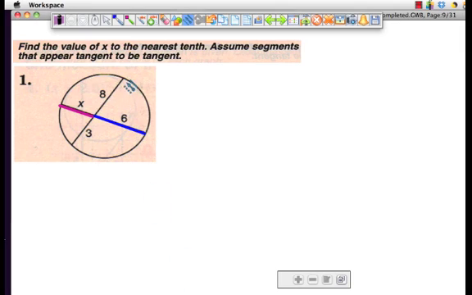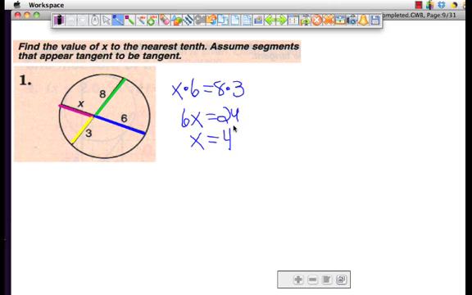X times 6 equals 8 times 3. When you multiply it, you get 6x equals 24 and x equals 4.